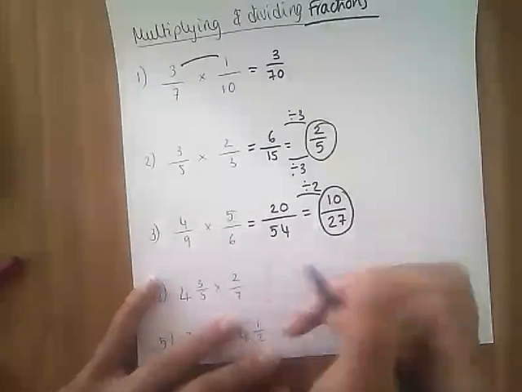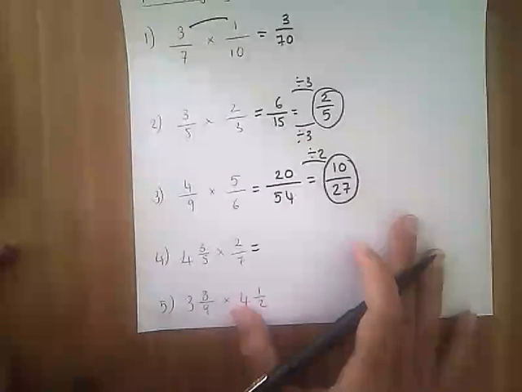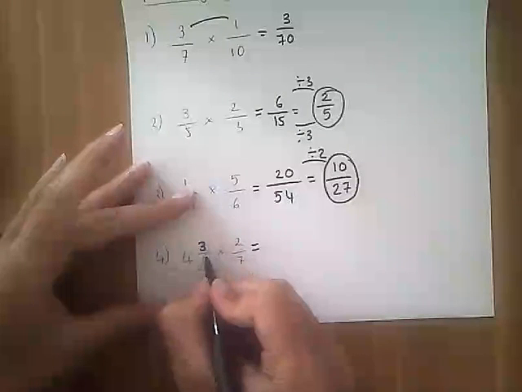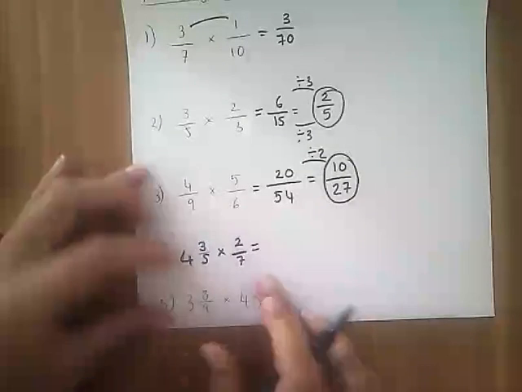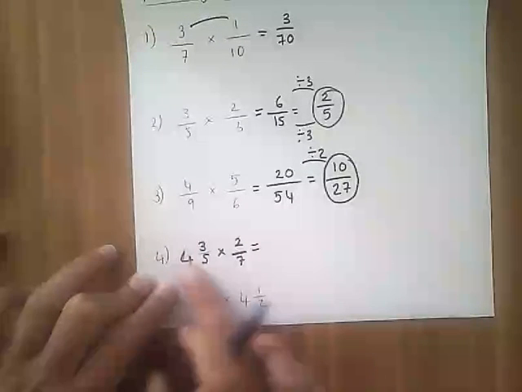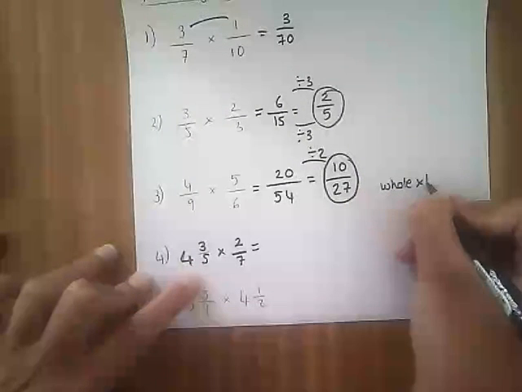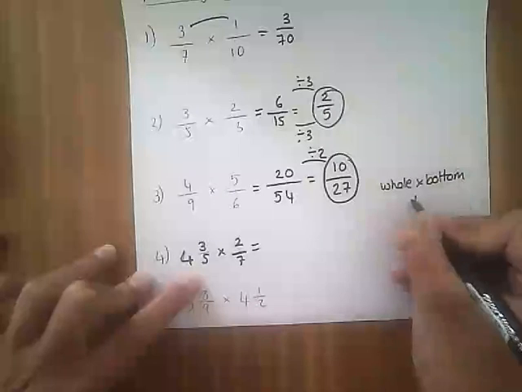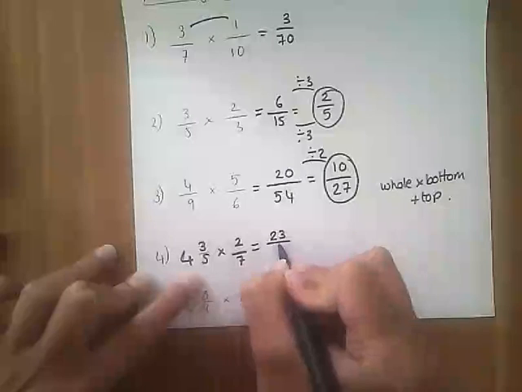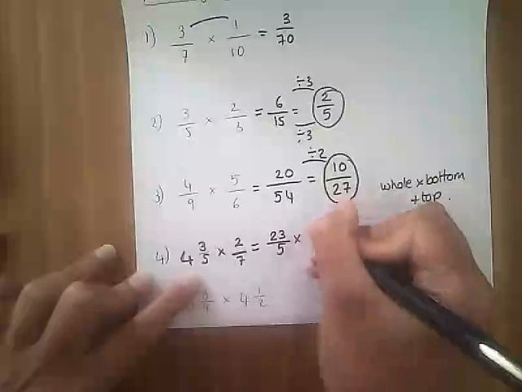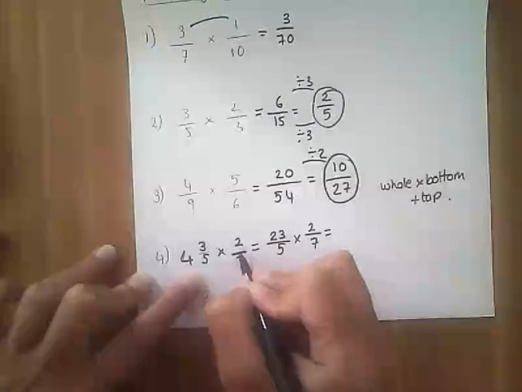This is why you need to make sure you've watched the converting between top heavy and mixed number fractions, because here we've got 4 and 3/5 times 2/7. So this obviously is a mixed number. We're going to make it into a top heavy, so don't forget to do that. We do the whole times the bottom, add the top. So 4 times 5 is 20, add 3 is 23. So it becomes 23 over 5 times 2 over 7. Obviously this one doesn't need to change because it's already just a normal fraction.